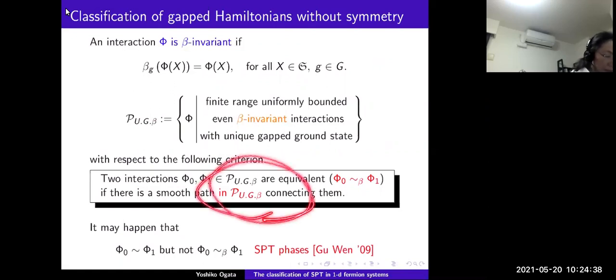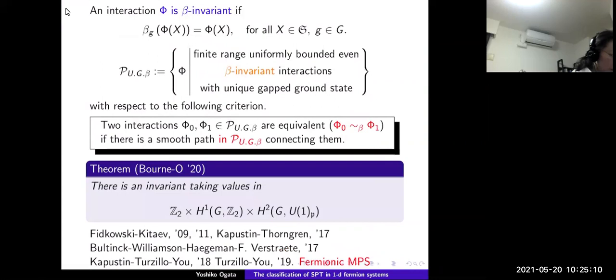So in this classification, because we require the symmetry to be preserved along the path, it can by definition be finer than the previous classification. So it may happen that two interactions are equivalent without symmetry, but they are not equivalent with symmetry, which brings us the notion of SPT phases. So that is the classification problem I would like to think about in this talk. And the main thing I would like to tell you today is our result, that is, there is an invariant taking values in Z2, first group homology and second group homology.